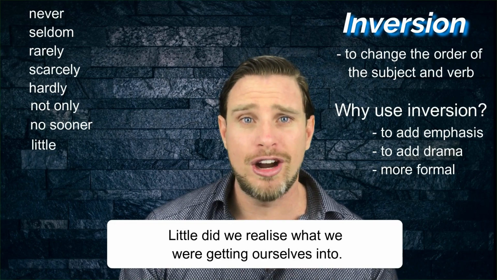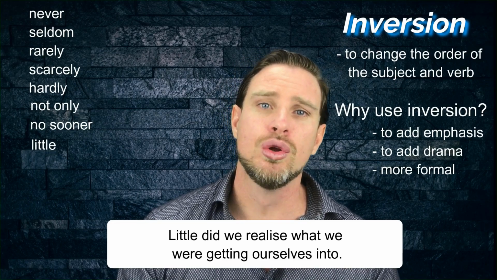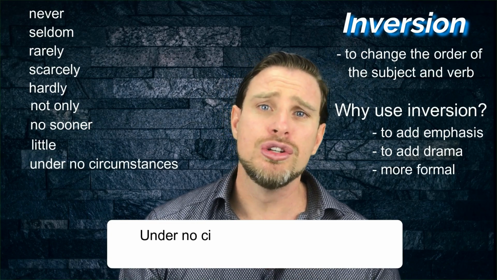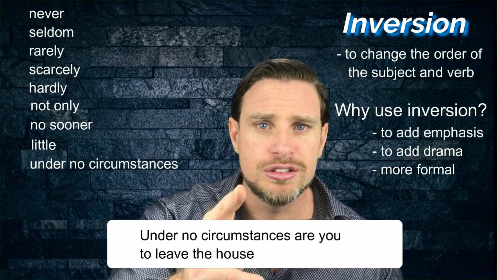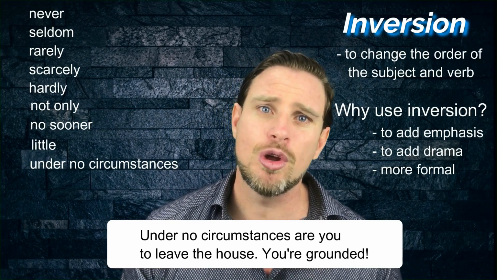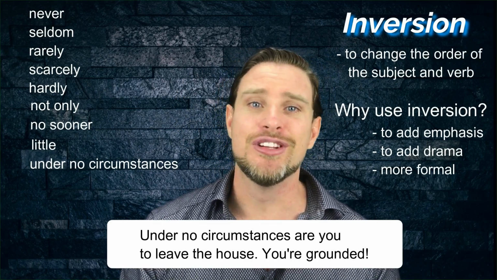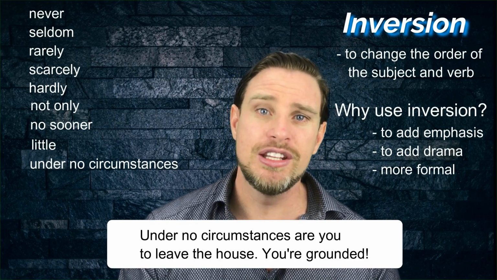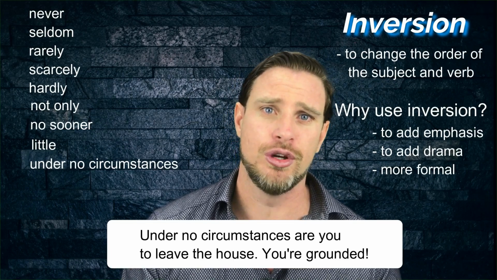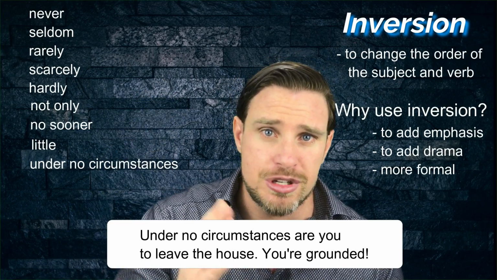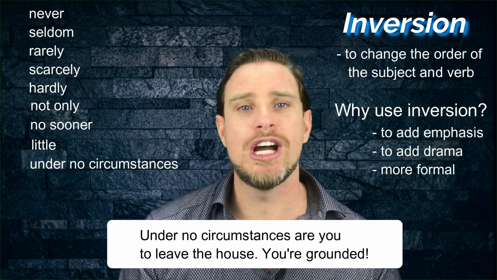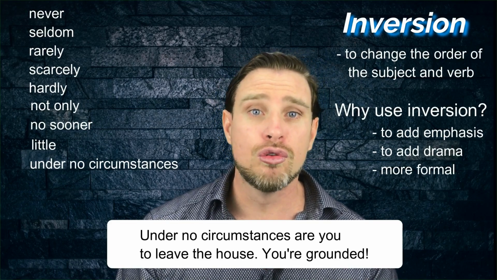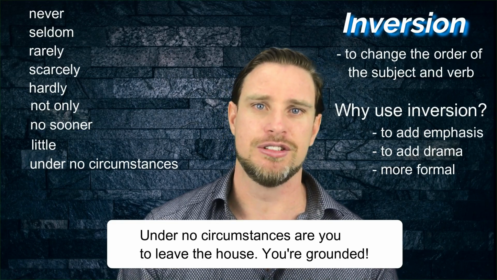Some prepositional phrases which invert include under no circumstances. For example, under no circumstances are you to leave the house. You're grounded. Sometimes parents say this to their children if the child, or especially the teenager, has done something wrong. This prepositional phrase is always inverted. To have the normal subject and verb order, you would need to change the word no to any. You are not to leave your room under any circumstances.